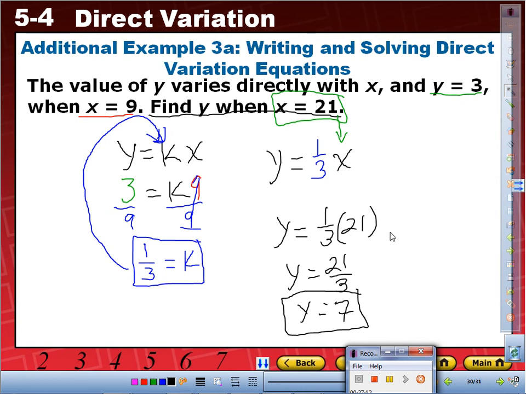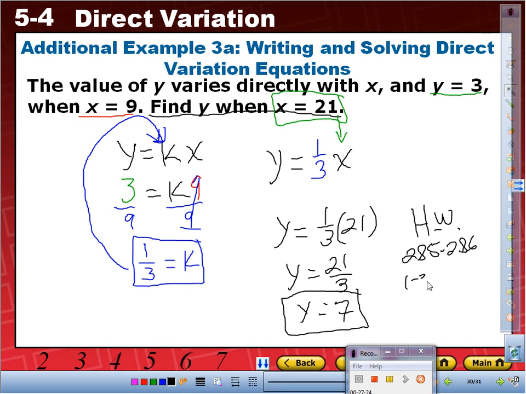So, homework. Homework is on page 285 to 286. Numbers 1 through 35 odd.